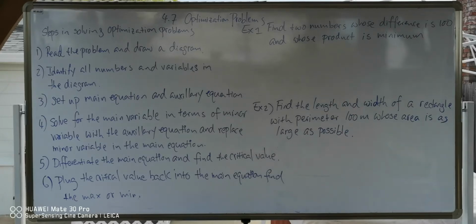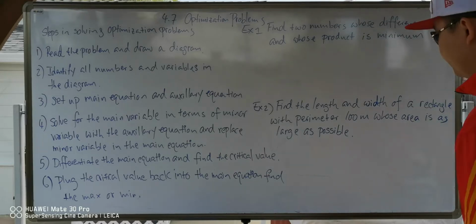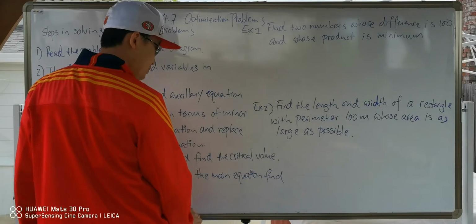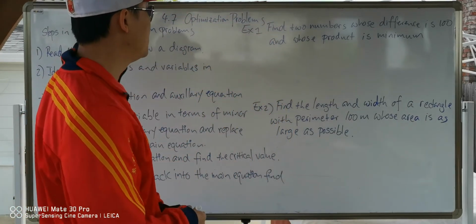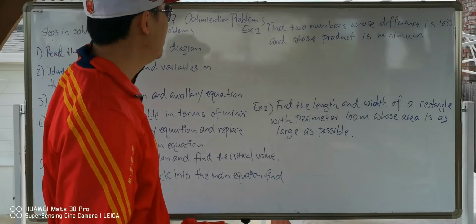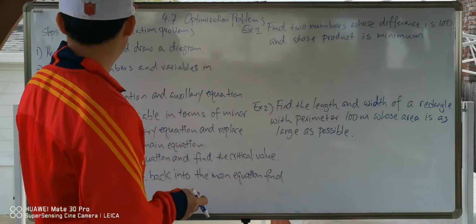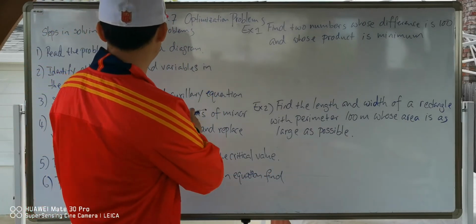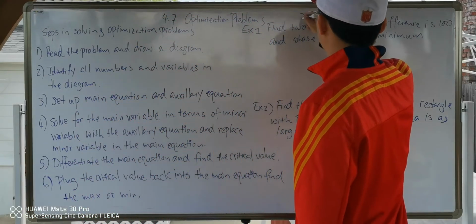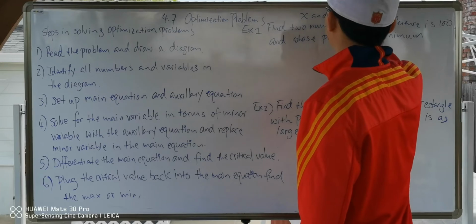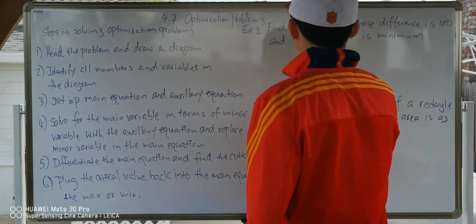Okay, so now let's take a look at the first one. One example at a time. The first one: find two numbers whose difference is 100 and whose product is minimum. Since we don't know what those two numbers are, first thing you want to do is identify the variables. Let's say those two numbers are x and y. So the difference is 100.